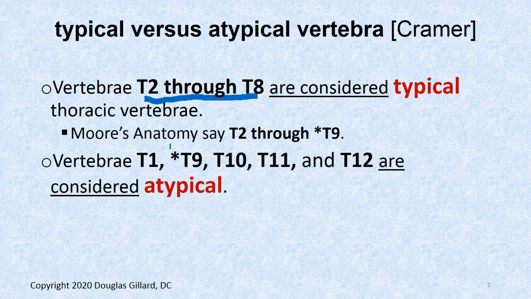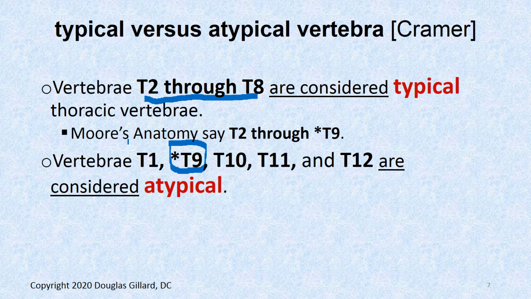T9's kind of a weird one because Moore's Anatomy, that is a board book. I don't use that book. I know some of the teachers use it at our school. I don't really care for it. I like the two Grays, Standring, the big, thick, really thick one, very evidence-based, and then the Student Grays has been around forever. Those are my favorite by far.